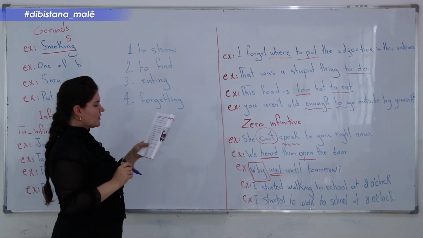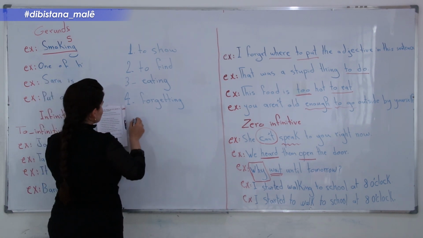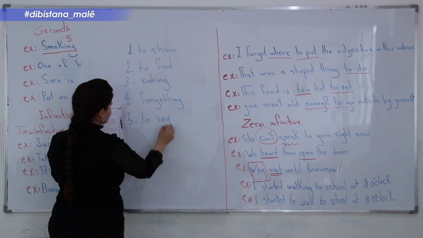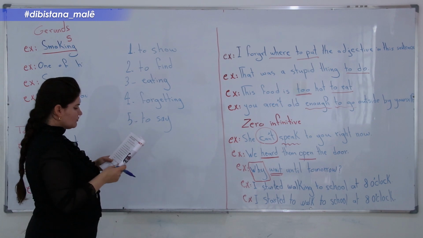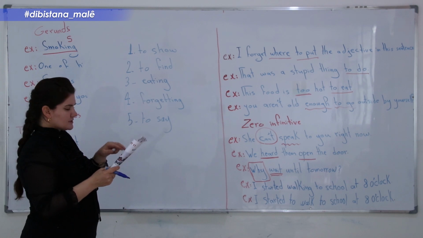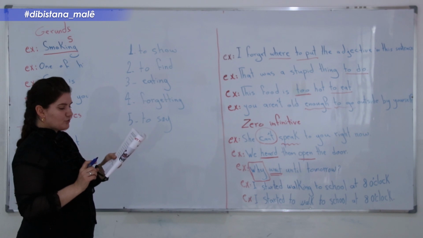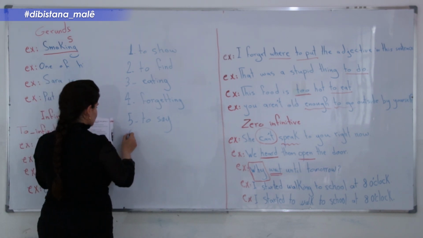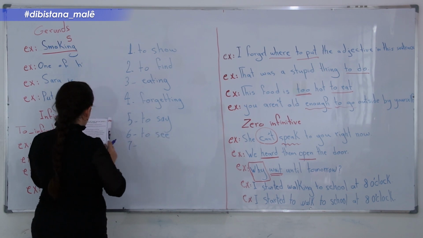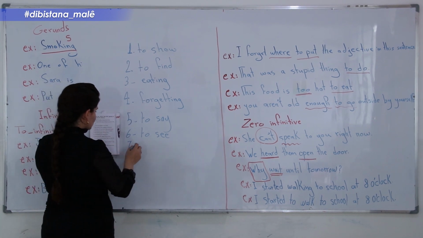Number 5: that was a very mean thing for Kawa to say or saying. To say. Here we have a judgment. Number 6: Nujin and Jian went to see or seeing the fireworks. To see. Number 7: Karim wants to swim or swimming with us. To swim.